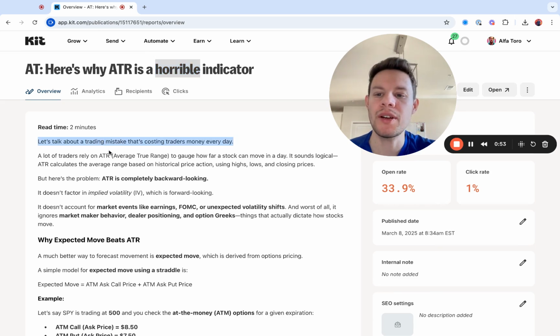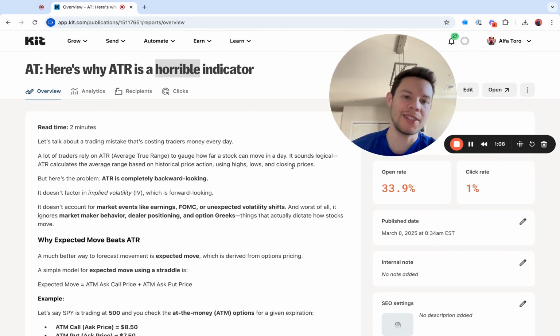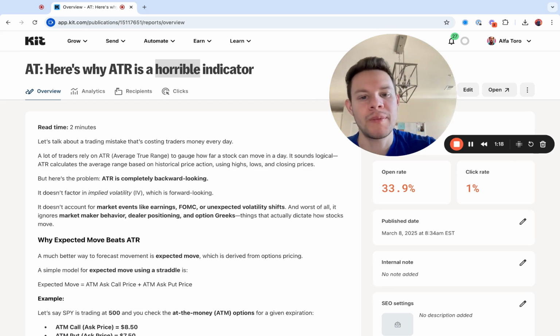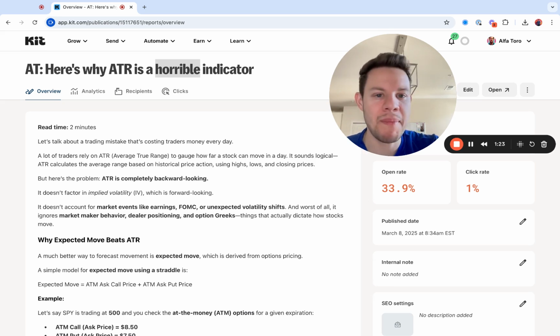Let's talk about trading mistakes that are costing traders money every day. A lot of traders rely on ATR, which stands for average true range, to gauge how far a stock can move in a day. That's usually what I see traders use the ATR indicator for. It marks the highest point that a stock can go intraday and then the lowest point. And I like the math behind it. I'm a big math guy, and a lot of these indicators are based on math, right?